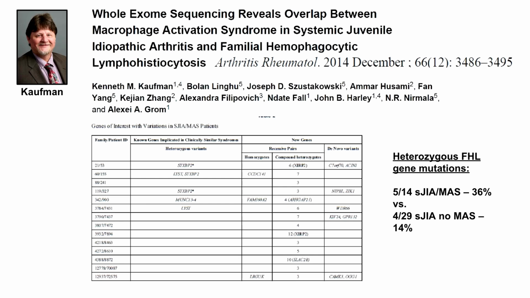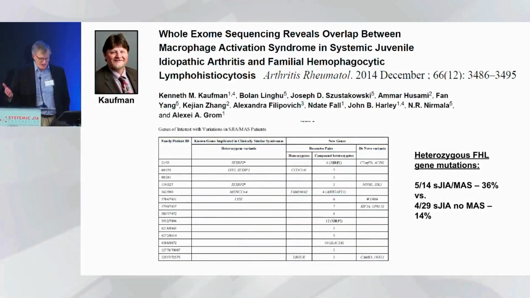That's actually what Alexei again and colleagues, Ken Kaufman et al., and Lisa Filipovich in Cincinnati showed in a small cohort of kids: around 30 to 40%, and this number shows up a lot in different cohorts, not just systemic JIA MAS but other MAS cohorts, tend to have heterozygous single copy mutations, often amino acid changing, often rare, in these perforin pathway genes.